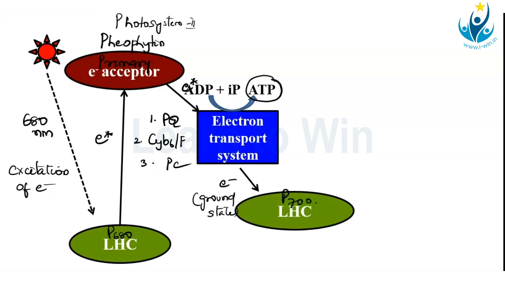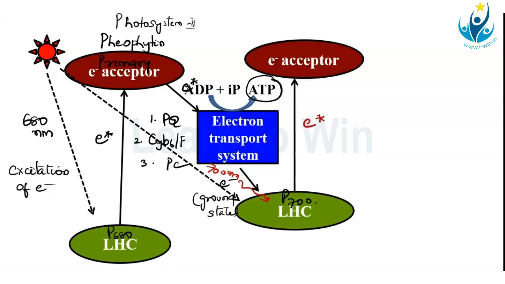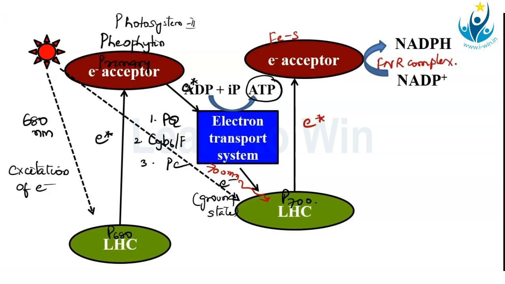Okay, now when sunlight of 700 nanometers, let's take another color for this, when sunlight of 700 nanometers falls on the LHC, again you will have excited electrons, and these electrons go to the electron acceptor, which is an iron sulfur component. From there they go to another complex where NADP is converted into NADPH, and here the complex is the FNR complex. In this way the electrons move based on their excitation. And why are they getting excited? Because they are absorbing the light of that particular wavelength, which gets them excited.